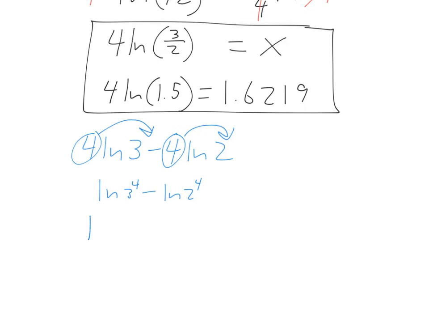So this is like saying ln of 81 minus 2 to the 4th power is 16. So this is like ln of 16. So this would be the same thing as if I was to plug ln of 81 minus ln of 16 in my calculator. I should get the exact same decimal answer. And I do. When I plug that in, I still get 1.6219.